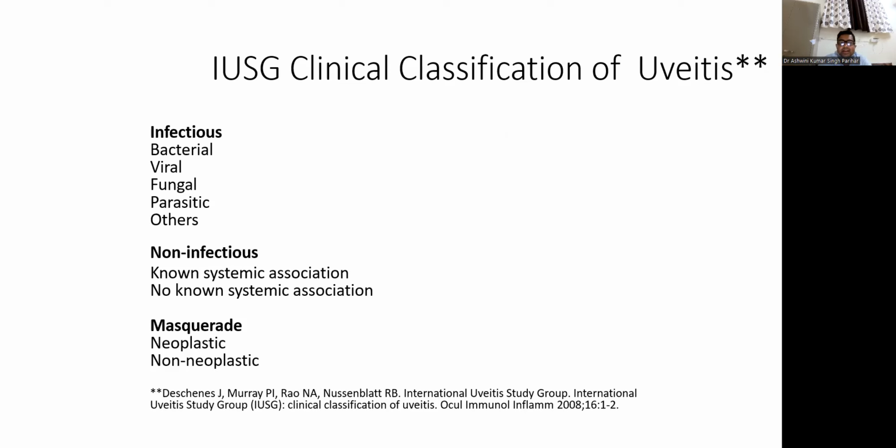As per the international guidelines, the clinical classification of uveitis can be autoimmune, infectious, or masquerade syndrome. In infectious, as all of us know, it can be bacterial, viral, fungal, or parasitic, such as Toxoplasma, Toxocara, and others. In the non-infectious, it can be multi-system disorders, with systemic association and no systemic association, and either neoplastic or non-neoplastic conditions, which come under the masquerade category, and the immunological category.